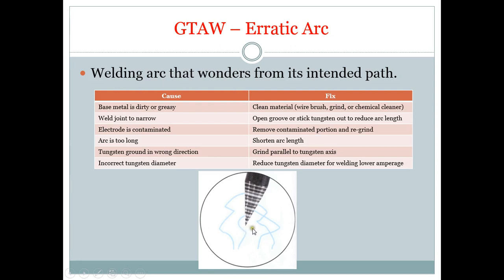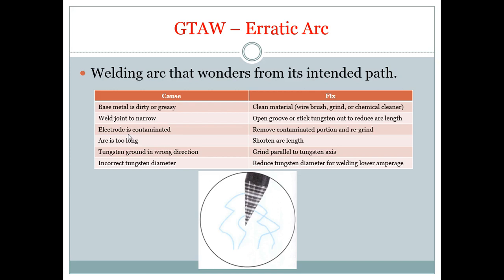So some of the problems that cause erratic arc are when you have a contaminated electrode. That one happens a lot. I tell some of you, just stop, just be patient. If your electrode is contaminated, stop and regrind it. It's going to make a world of difference and you're not going to wreck that weld.